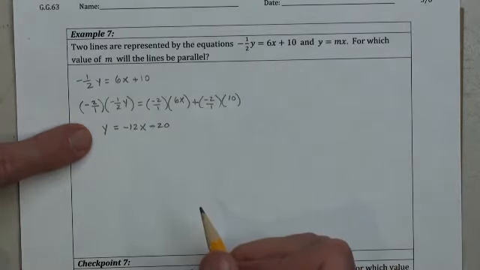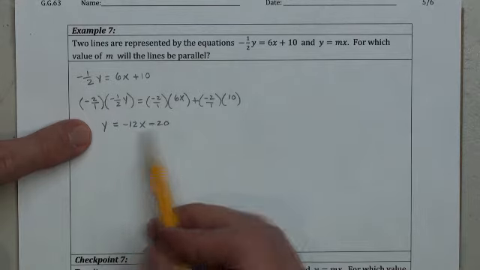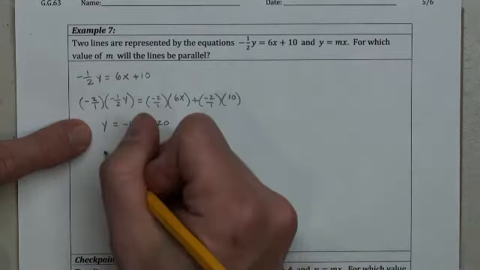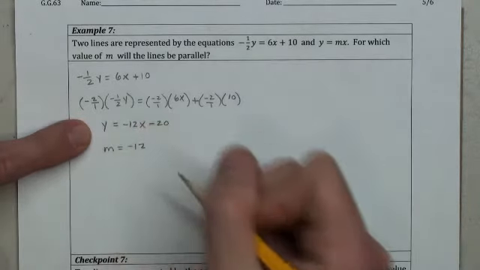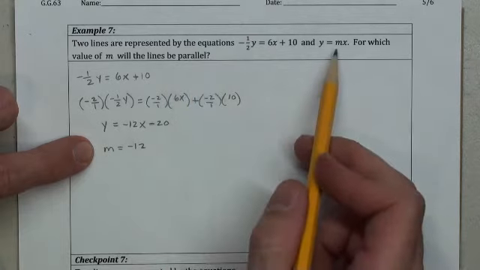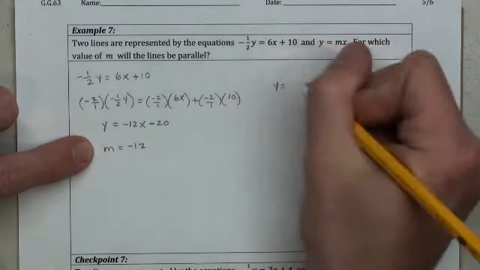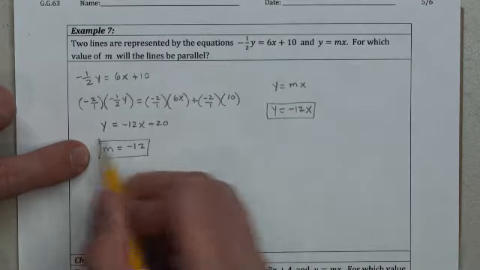Okay? Now let's see. Now I'm in y equals mx plus b form. So my m is negative 12. If I want the lines to be parallel, this slope has to be negative 12. So for y equals mx, I would have to have y equals negative 12x. Okay? So this would be the m I would need, and this would be the equation.